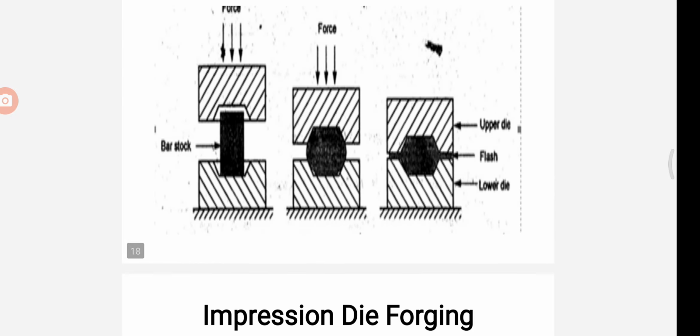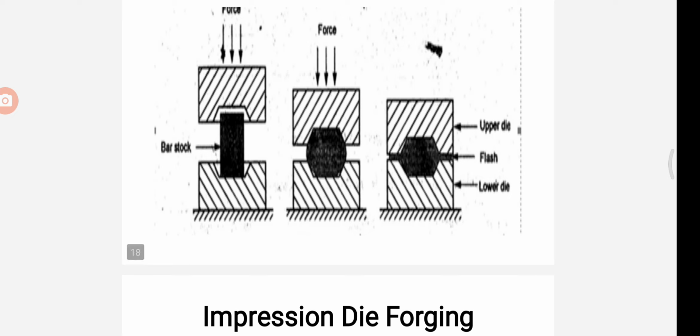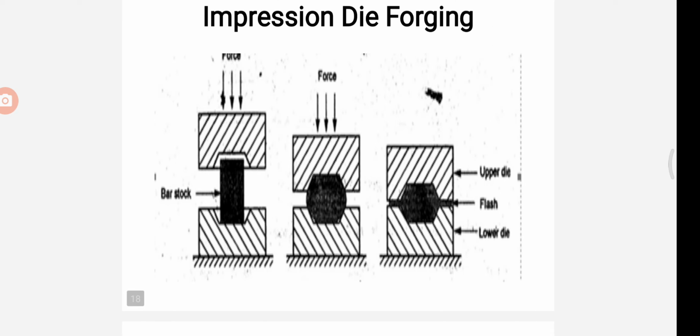So we can find the differences. One, two, three. When we give the force to the upper die, the size will be deformed automatically. We can see the flash. The flash is the extra piece. While we are pressing, the flash will form. This is the center, which is known as the flash. We can identify it in this diagram.